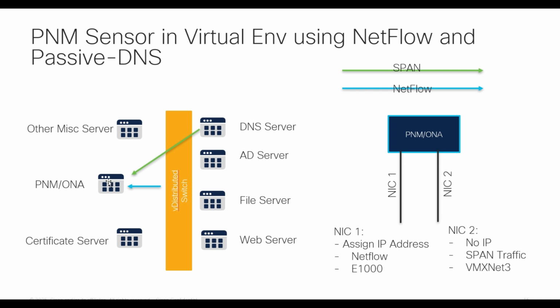So in summary, NetFlow from your virtual distributed switch into the PNM sensor on NIC 1 that has an IP address. Port mirror all the traffic going to your DNS server to NIC 2 that you actually don't want to put an IP address on.